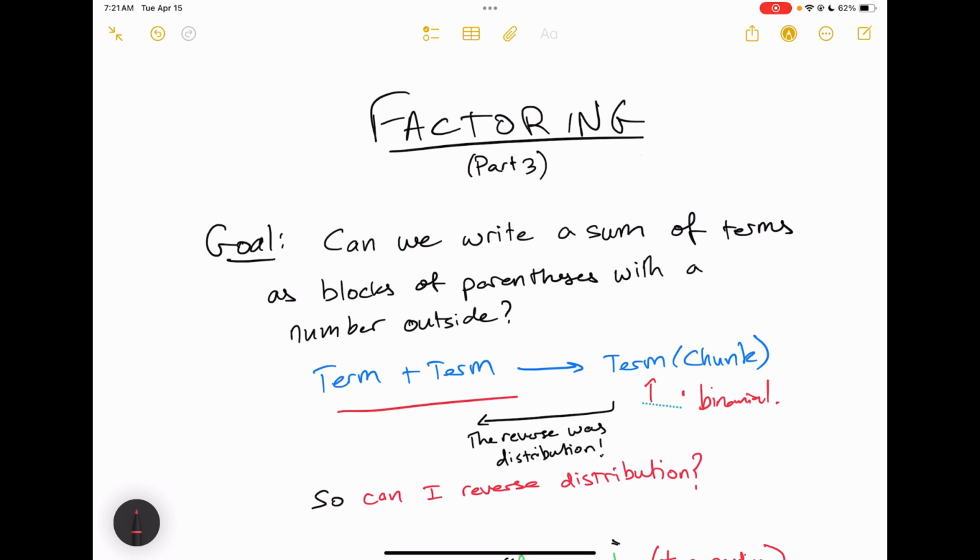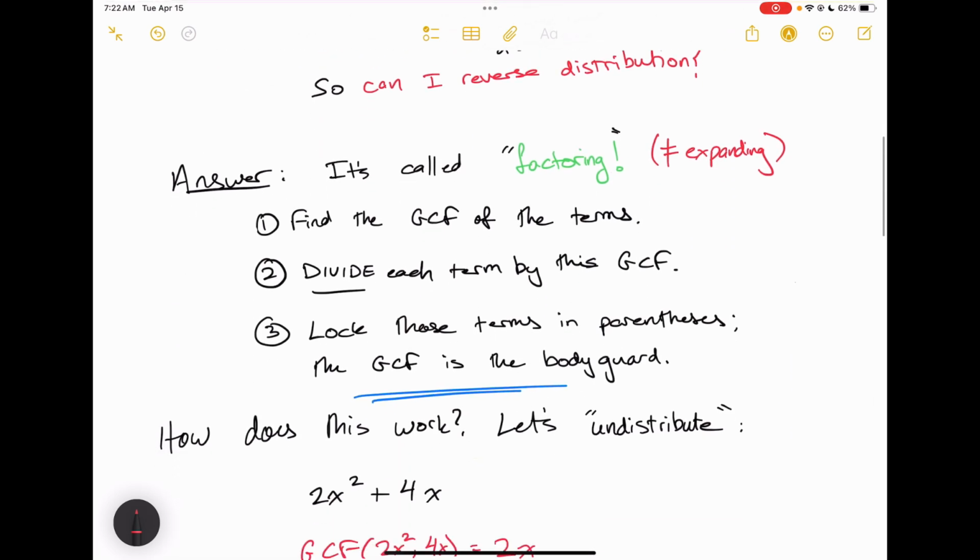The reverse process of all of this is what was distribution, or expanding. How can I reverse all of that? It's time to find out. As we mentioned before, this is a process called factoring, the opposite of expanding. So keep an eye out when you're looking at the instructions of a question. Do I want you to factor, or do I want you to expand?